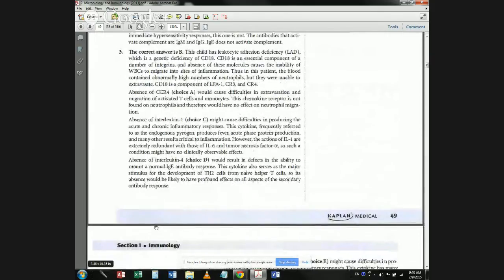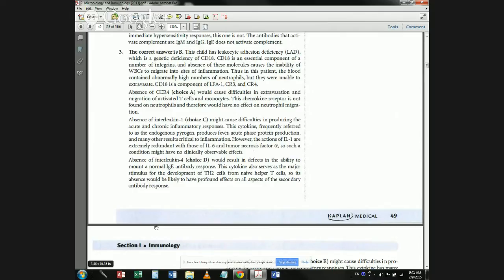Oh my God, B is correct. Okay, this child has leukocyte adhesion deficiency. Yeah, but why neutrophilia exactly? Okay, this child has leukocyte adhesion deficiency, which is a genetic deficiency of CD18.